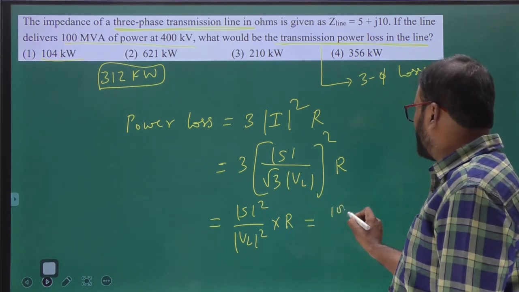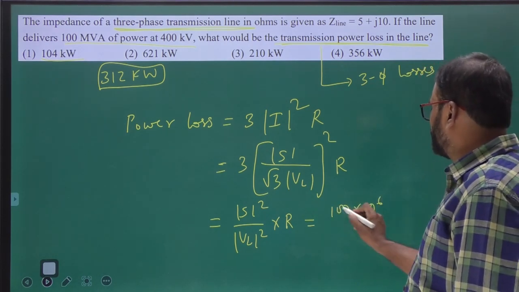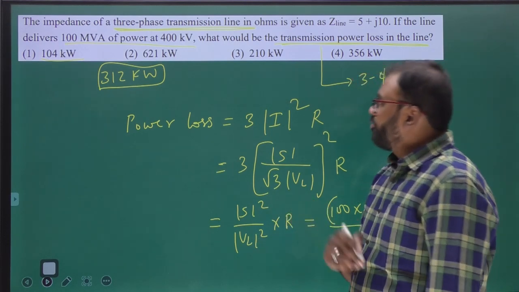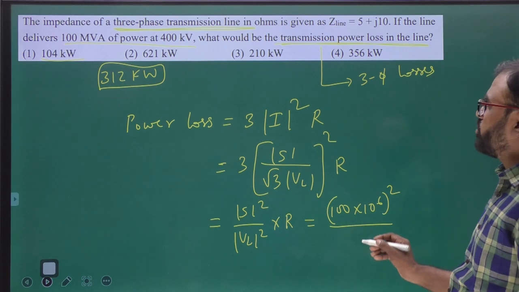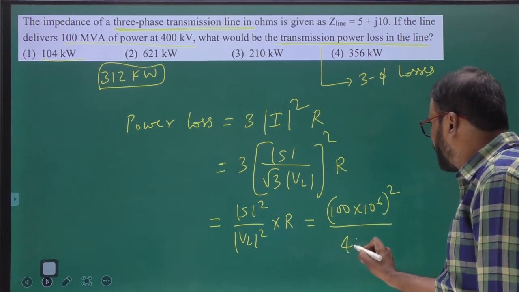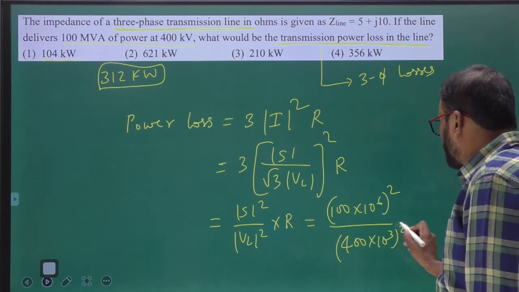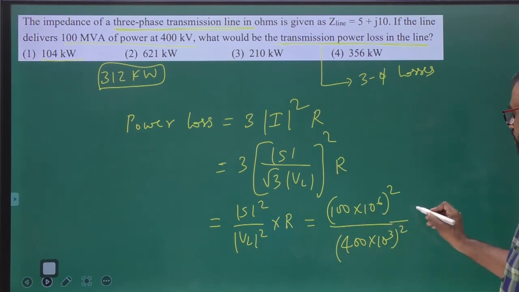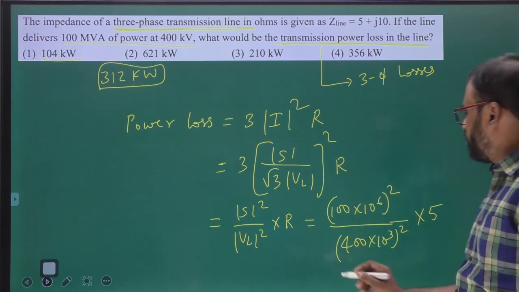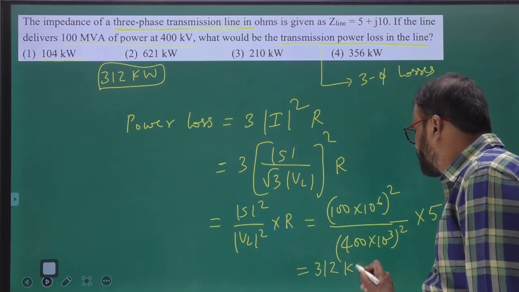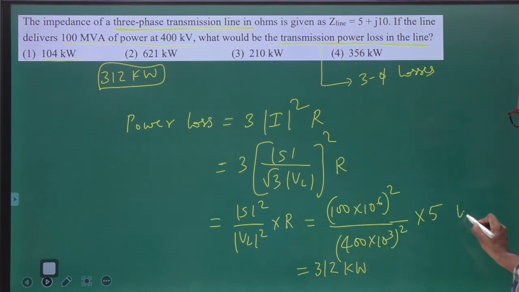100 MVA. 100 into 10 power 6 whole square divided by the VL square. So VL square means 400 kV, that means 400 into 10 power 3 whole square, into the resistance of the line, 5. Now if you solve this, we get the approximate answer as 312 kilowatts. This is in watts, okay?